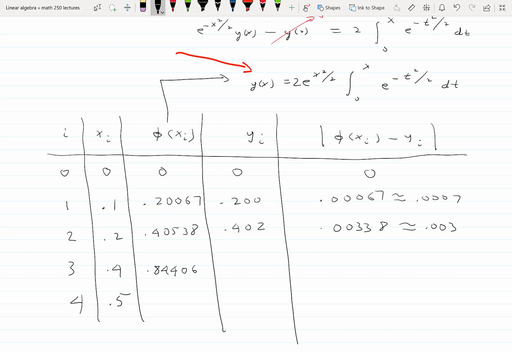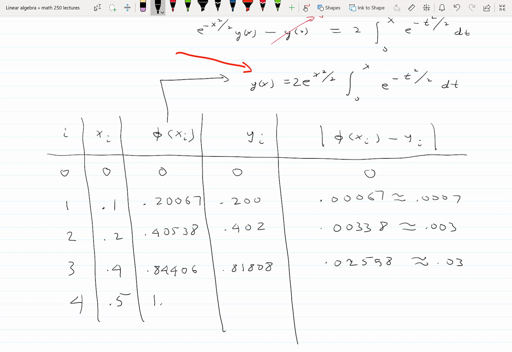So I got an exact value of 0.84406 at 0.4. We got 0.81808 above. The absolute error is 0.02598, or just rounding off, you get 0.03. We got 1 decimal place. We're losing decimal places of accuracy.